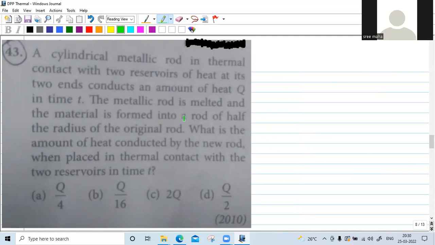Next, a cylindrical metal rod in thermal contact with two reservoirs of heat. It's a trivial question, the same formula. What is the amount of heat conducted by the rod placed in thermal contact? If you draw the picture, it will be clear. Cylindrical rod.